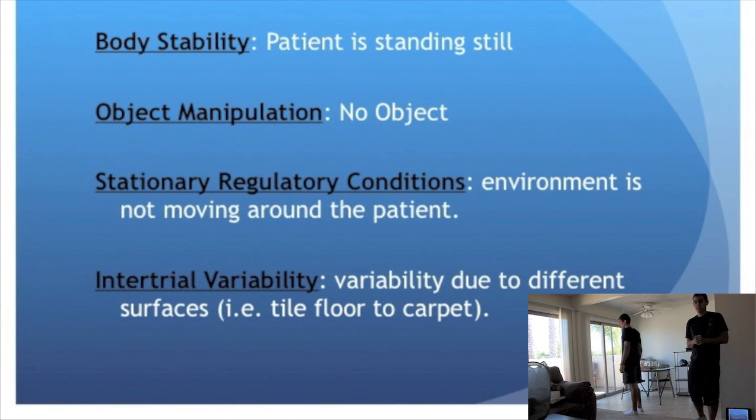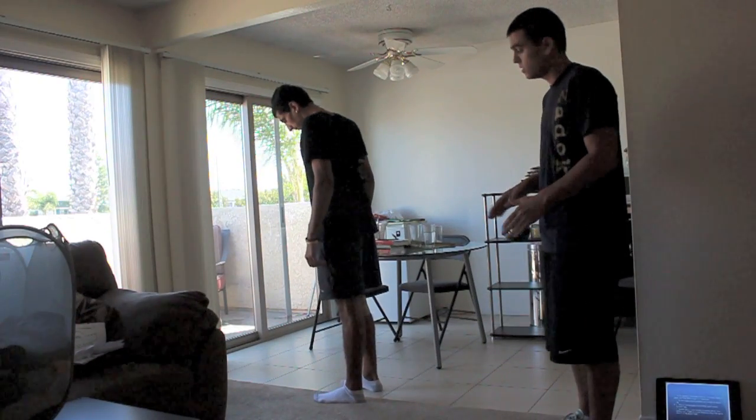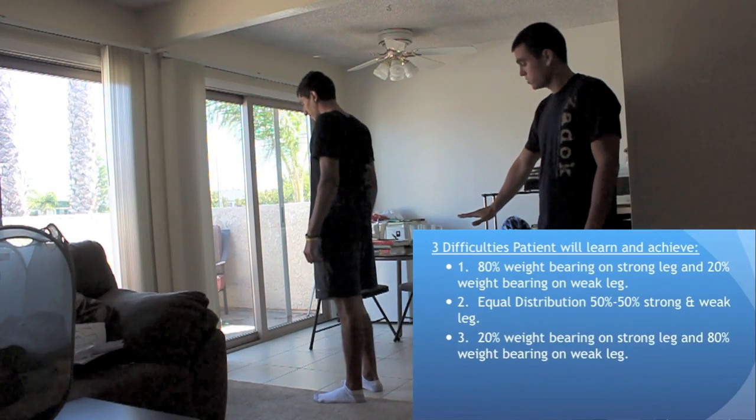2A in Gentile's taxonomy, in which we still have body stability, so we're still standing stationary. There's no object involved, so it's just purely you standing still, and then the environment is not dictating how you move, so therefore we're in a stationary regulatory condition, just like we've been throughout this whole rehab process. As well as there will be intertrial variability due to the change in surfaces. As you can see here, we have carpet as well as tile.